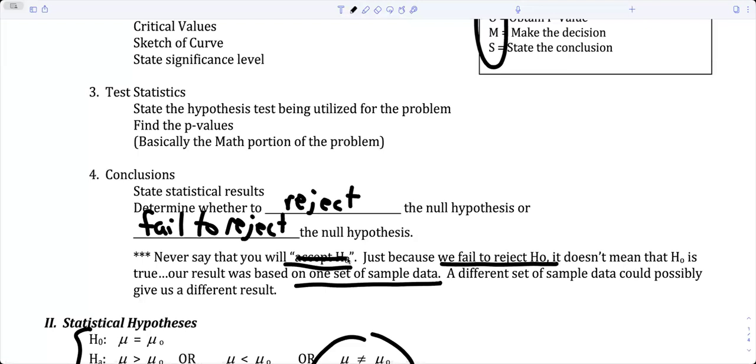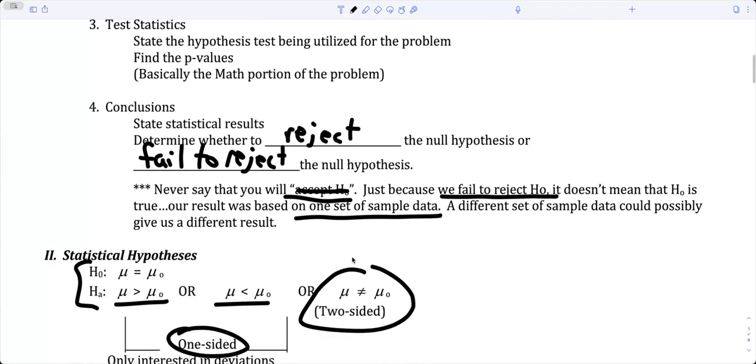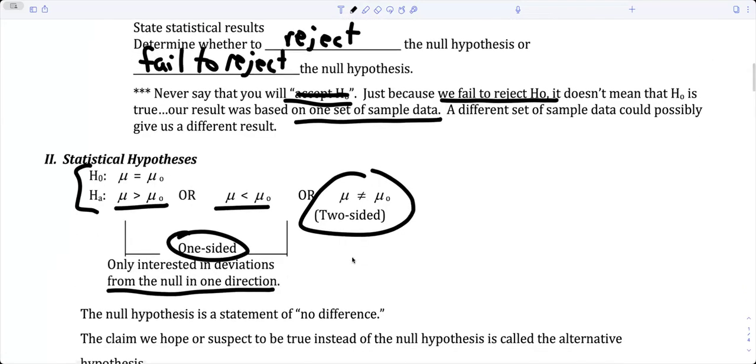Also, just because we fail to reject H naught does not mean that it is true. Our result is based on a sample of data, and it's also possible to make mistakes, which we will talk about today. So we have either one-sided or two-sided.